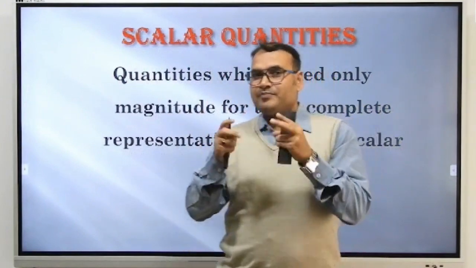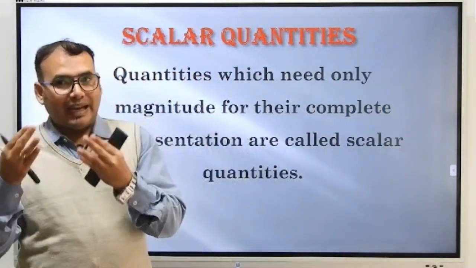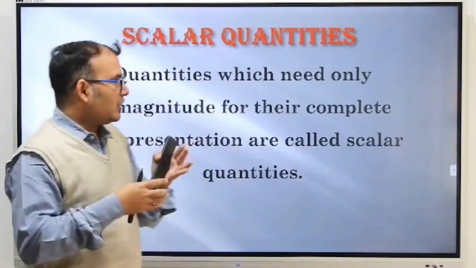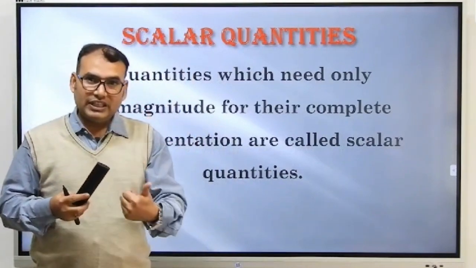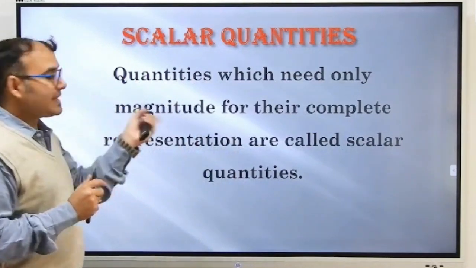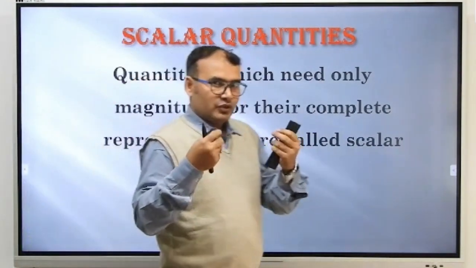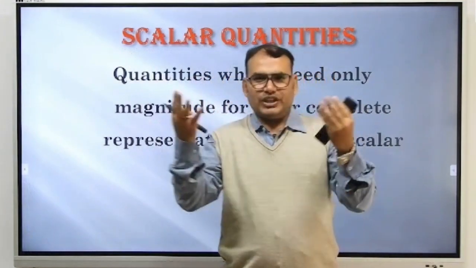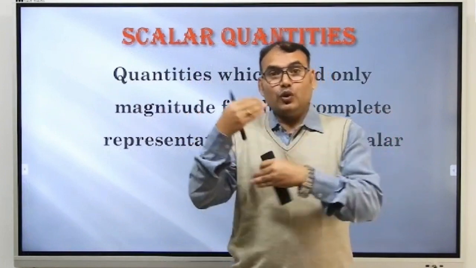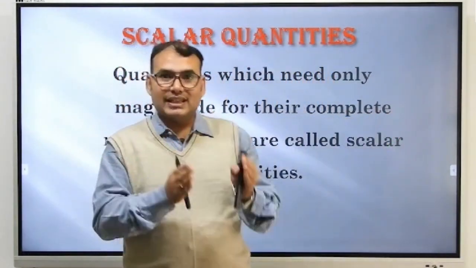Scalar quantities are the quantities which require only magnitude for their complete representation. I am repeating, the quantities which require only magnitude for their complete representation are called scalar quantities. Suppose I am trying to write mass. Suppose the mass of any body is 2 kg. If I write 2 kg, then it's complete. There is no requirement of writing direction because it's a scalar quantity.